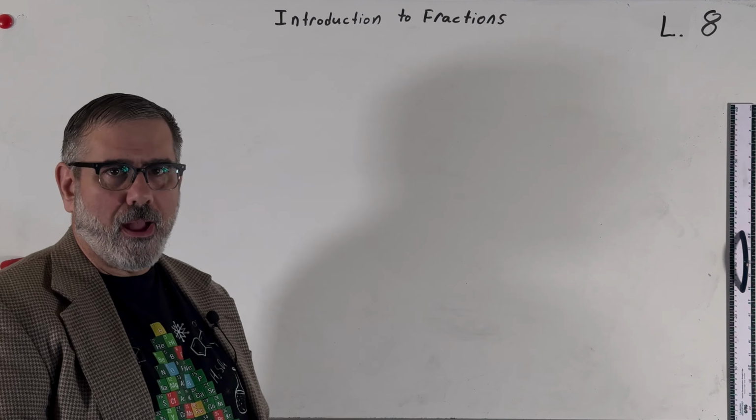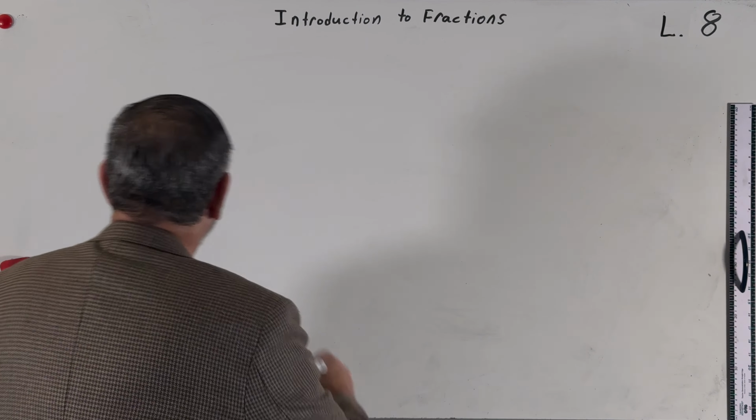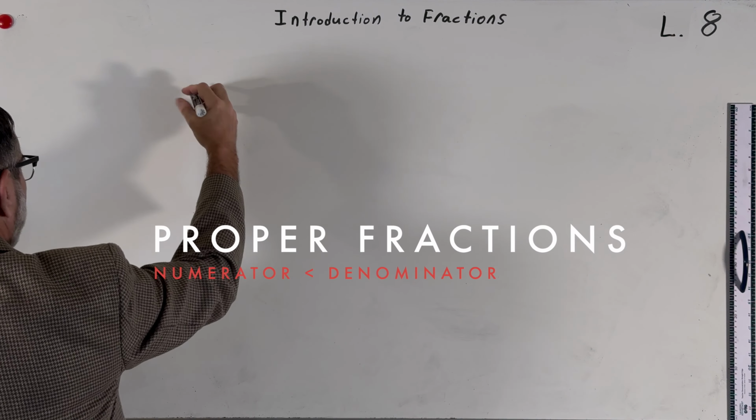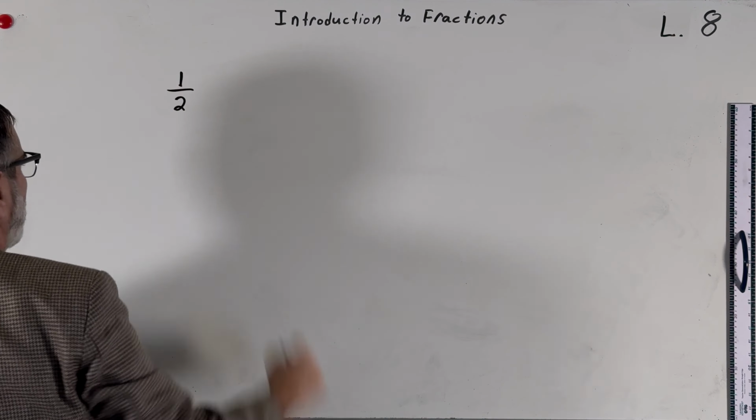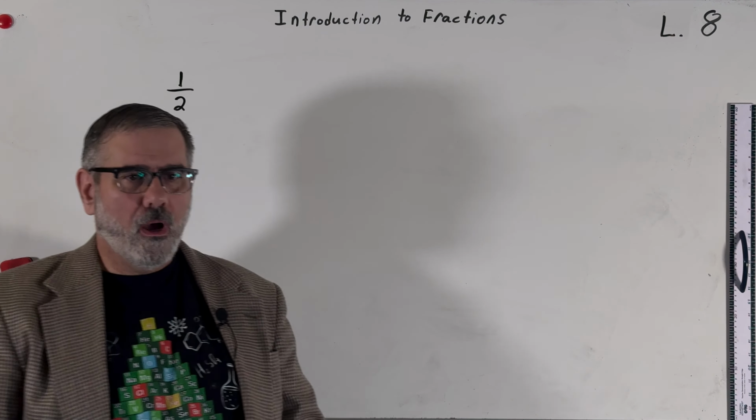Now I want to look at proper fractions in kind of the traditional way. So let's look at a proper fraction. We need a numerator which is smaller than the denominator. So we'll do something like 1 over 2. So that is the problem, 1 divided by 2.